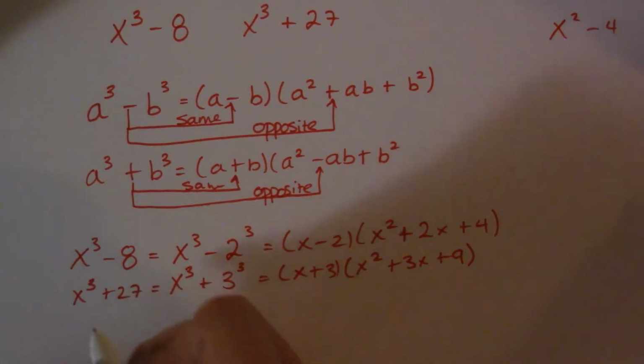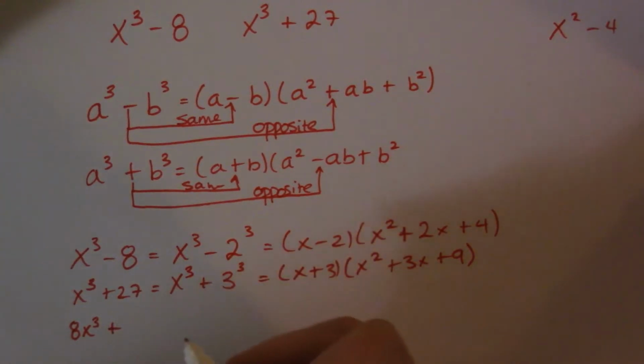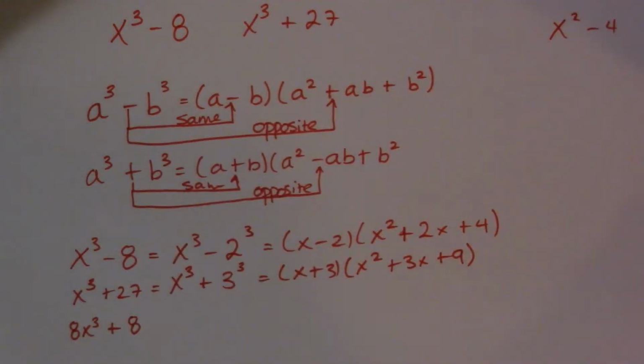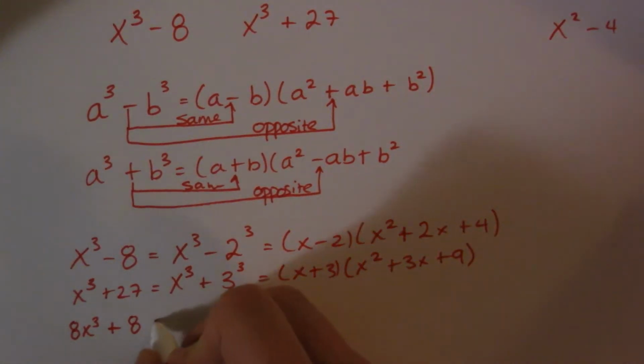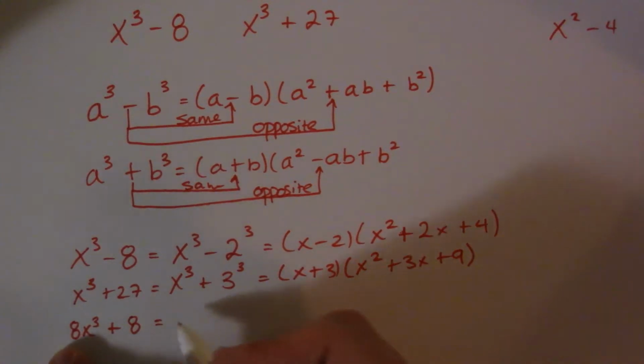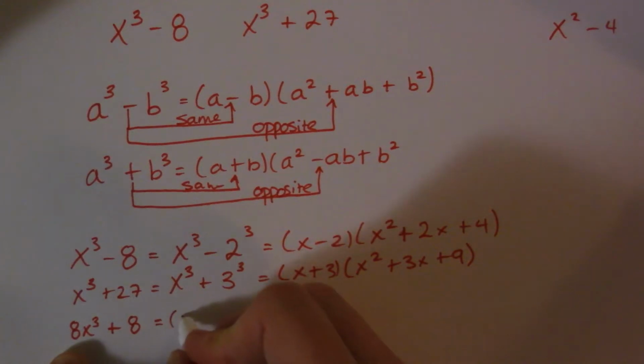Let's try another one. Let's make it a little bit more complicated. I'll write it as 8x cubed plus, I don't want to get too big of a number, let's just use 8 again because it's a little bit easy. It's 2 times 2 times 2, so it's the lowest one. So that works. The thing we have to recognize now is that my a value is a little bit more complicated. My a value this time is 2x.